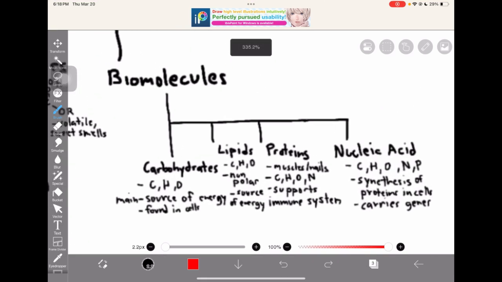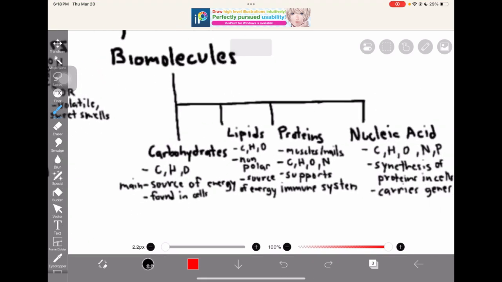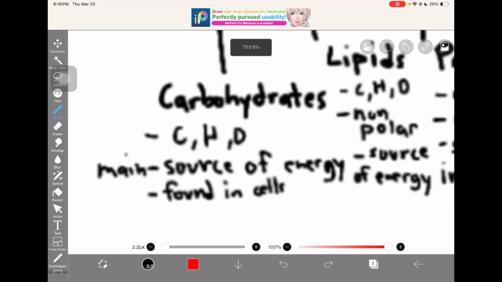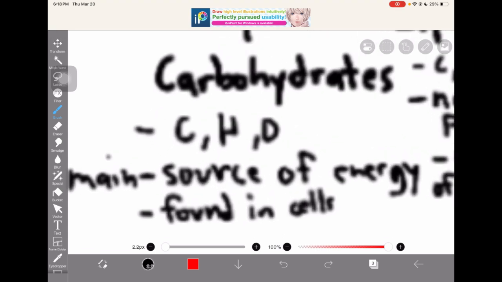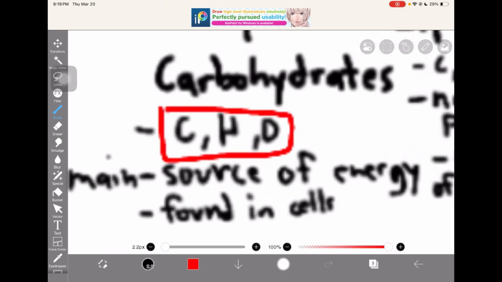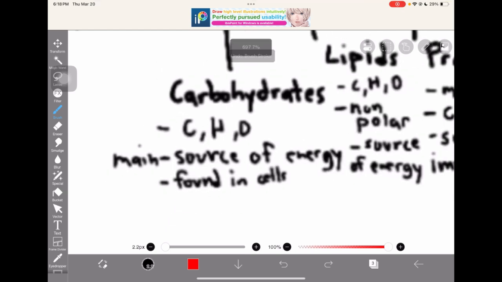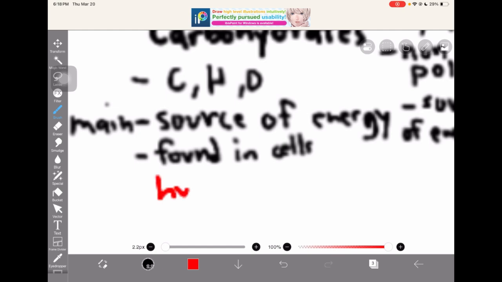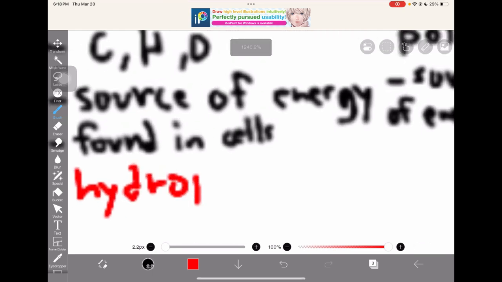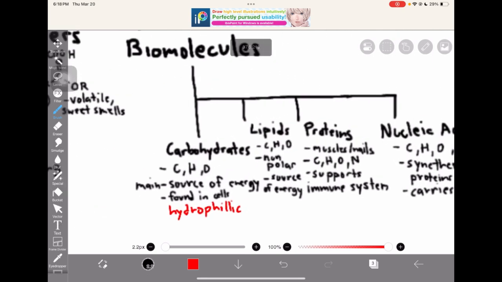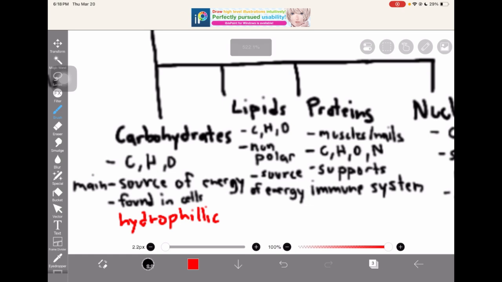Okay, moving on to biomolecules. First and foremost, we have carbohydrates, which are usually made out of C, H, and O: carbon, hydrogen, and oxygen. These are our main source of energy and are found in cells. Also, these are hydrophilic, which means they are semi-soluble in water. Well, it will eventually dissolve, and that's what differentiates it from the next one, lipids.